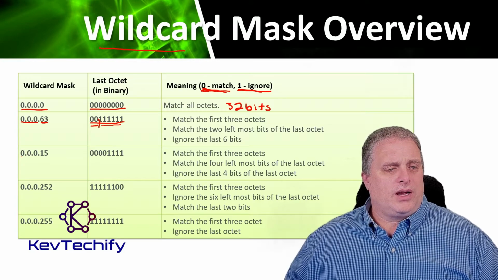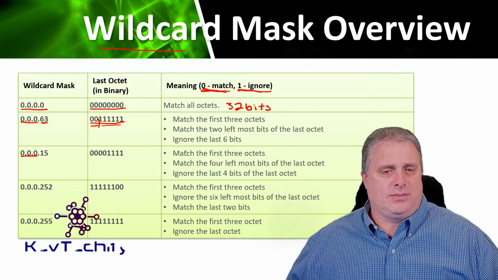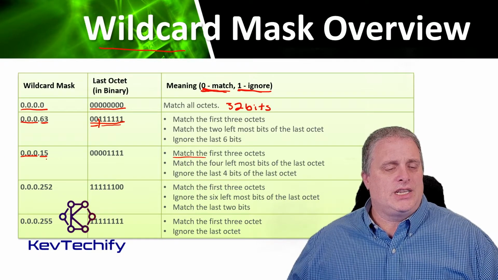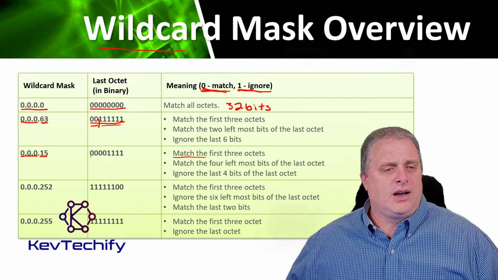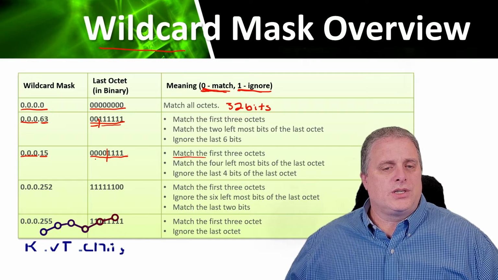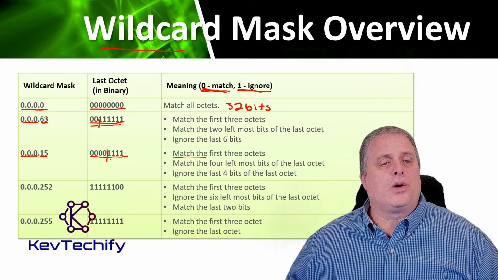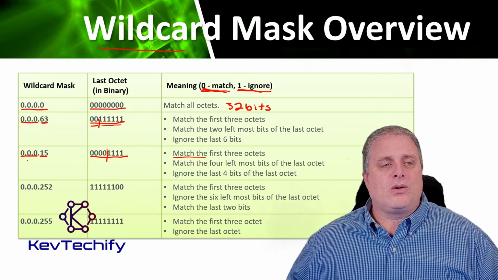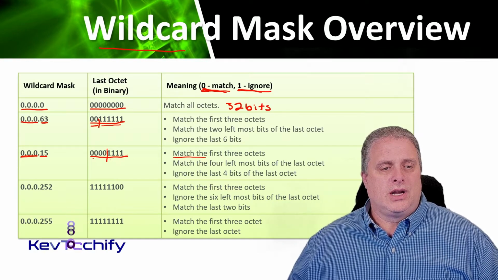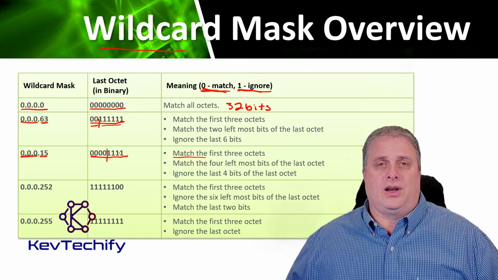Here's another example. The first 3 octets are 0, so we're going to match them. In the last octet, we have a 15. Changing that into binary gives us 4 zeros and 4 ones. Having zeros, we're going to match the 4 leftmost bits and ignore the last 4. So we have all zeros to the left and all ones to the right.